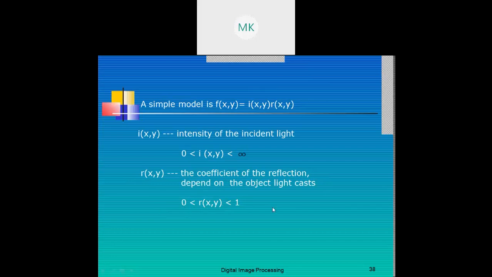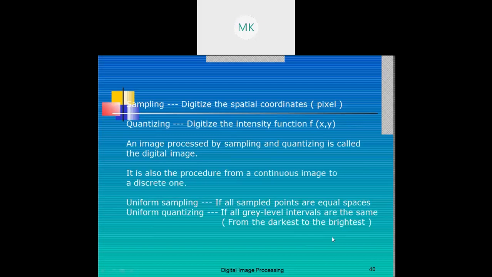So we have two functions: first, the intensity function, and second, the reflection coefficient. Take this picture as an example. We need to represent f of x comma y, which is the intensity function, where x and y are the coordinate values. First, sampling: we need to convert the image into digital form using spatial coordinates. These spatial coordinates are nothing but pixels. Quantizing: we need to digitize the intensity function f of x comma y.